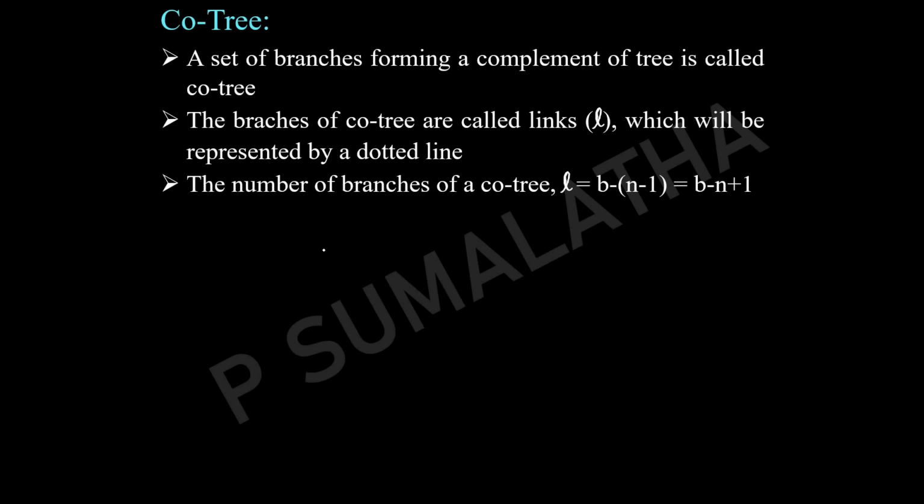Therefore, the number of links L will be equal to the number of branches minus (n minus 1), which is equal to b minus n plus 1, where b is the total number of branches in the graph, n is the number of nodes, and L is the number of links present in the graph. Now let us understand this concept in a better way.